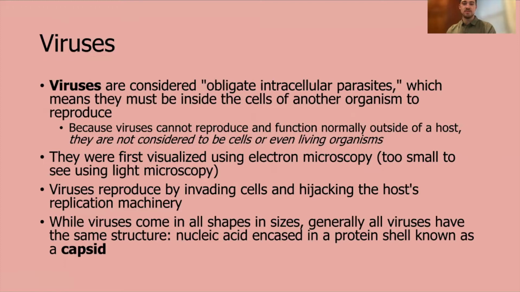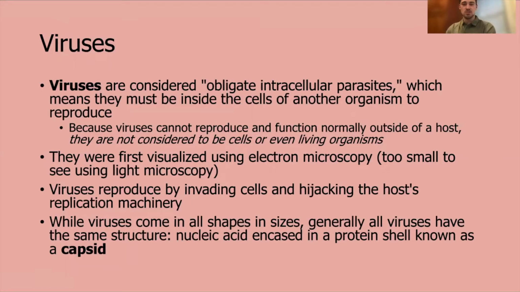They were first visualized using electron microscopy because they're too small to see using light microscopy. Using a regular microscope, we can visualize things like parasites. We can see bacteria, but we can't really see viruses because they are so much smaller. They could be hundreds of times smaller than a bacterium that they're infecting. It was really only until we developed electron microscopy techniques, I believe in the late 19th century, that we were able to visualize viruses.